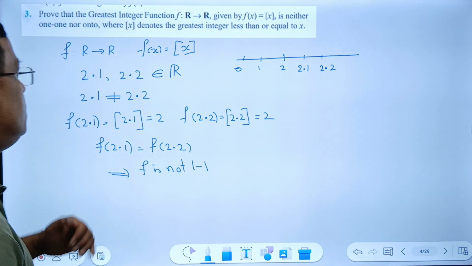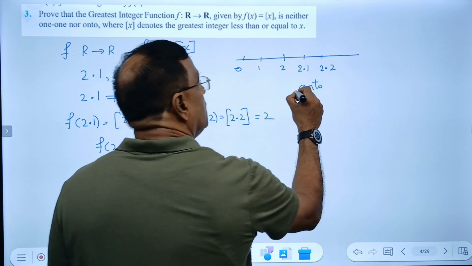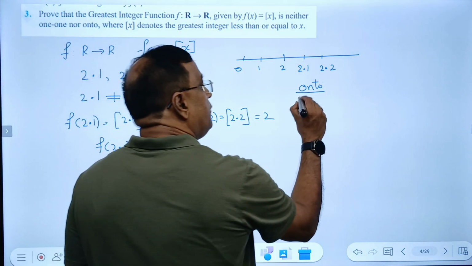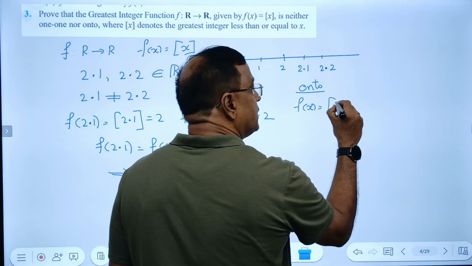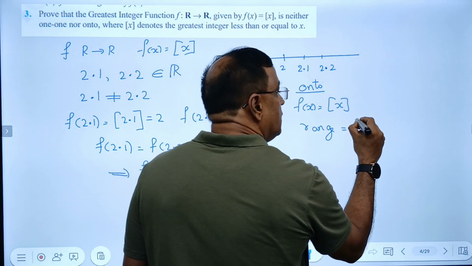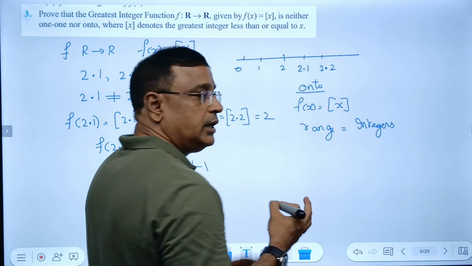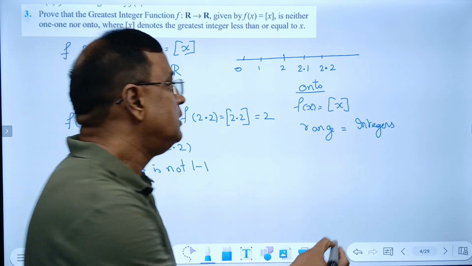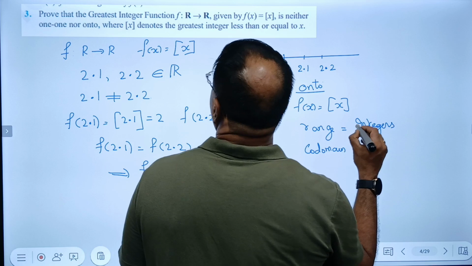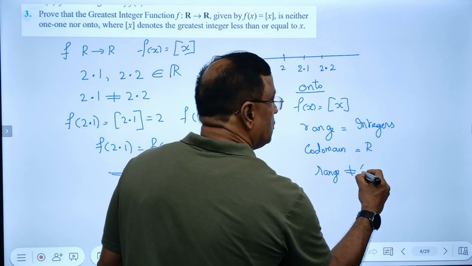Correct? Now you go for onto. Now for onto, you know it is greatest integer function. So f of x is equal to greatest integer function. My range is always integers. It will always return only integer values. But my codomain is what? My codomain is set of all real numbers. So range not equal to codomain.